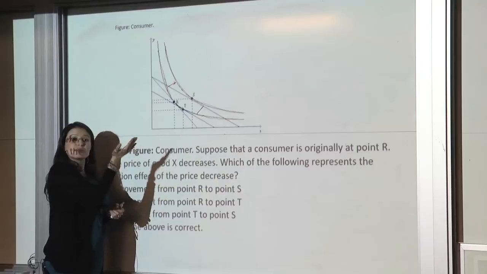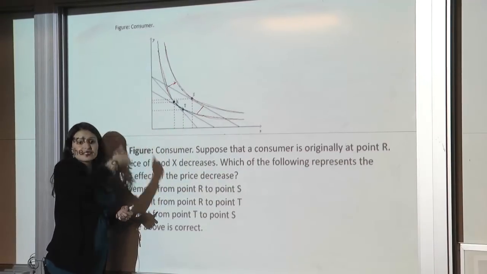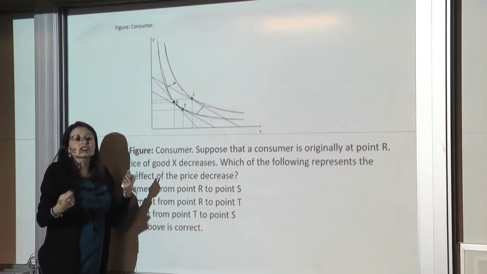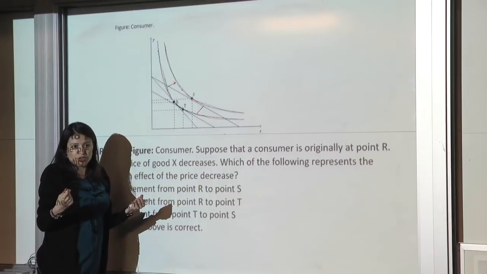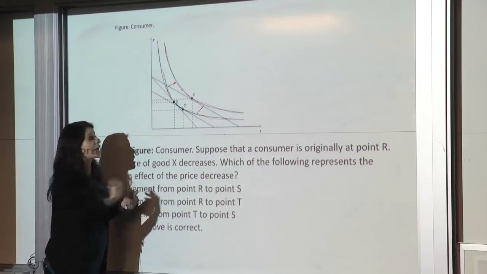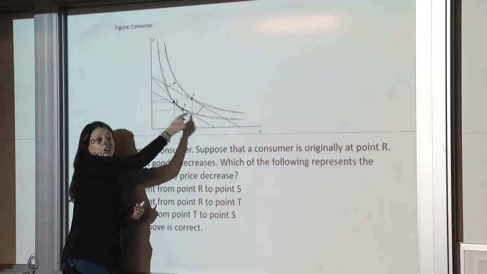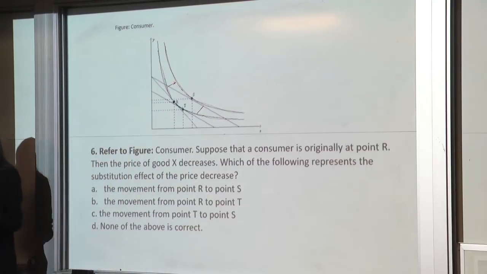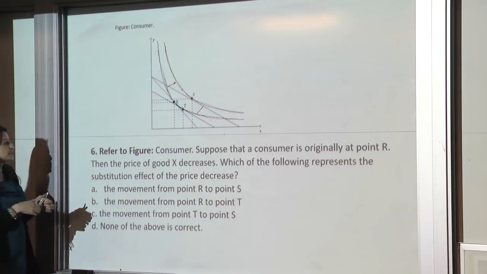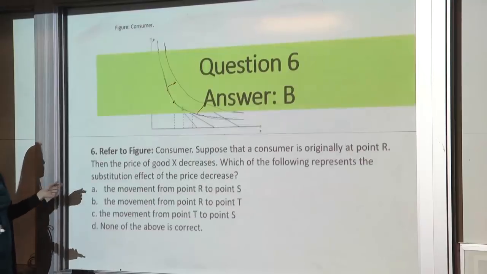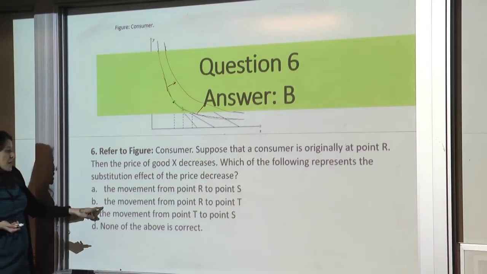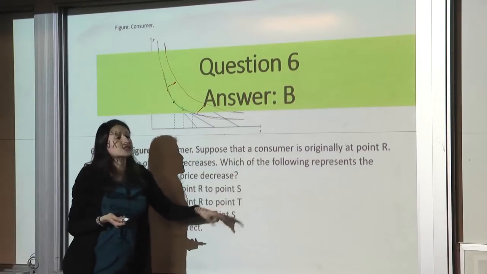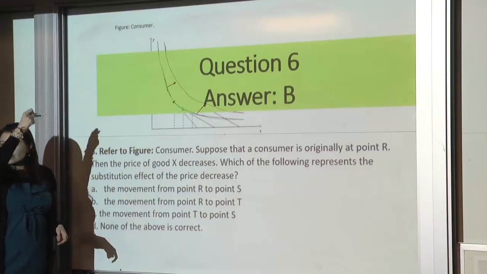If there are changes in prices, then your preferences are saying, well, how do I substitute between one good and another given my preferences, okay? So this is what I observe along the curve. Is that clear for everyone? Good. Okay. So the answer is B, the movement from point R to point T, a movement along the curve, okay?